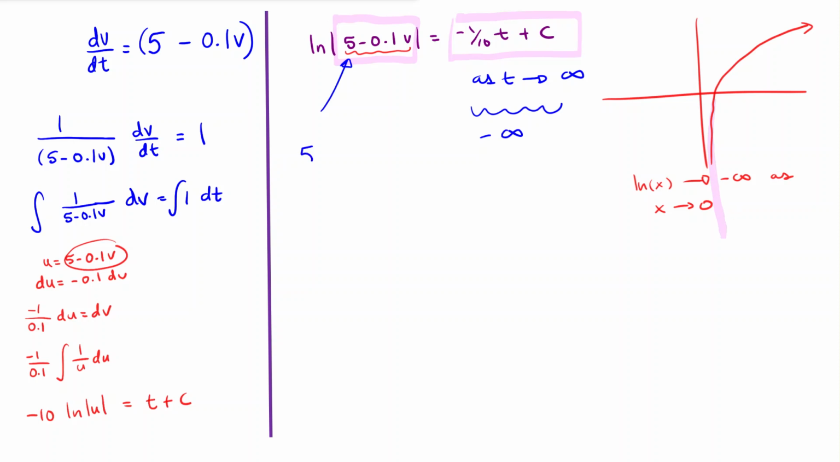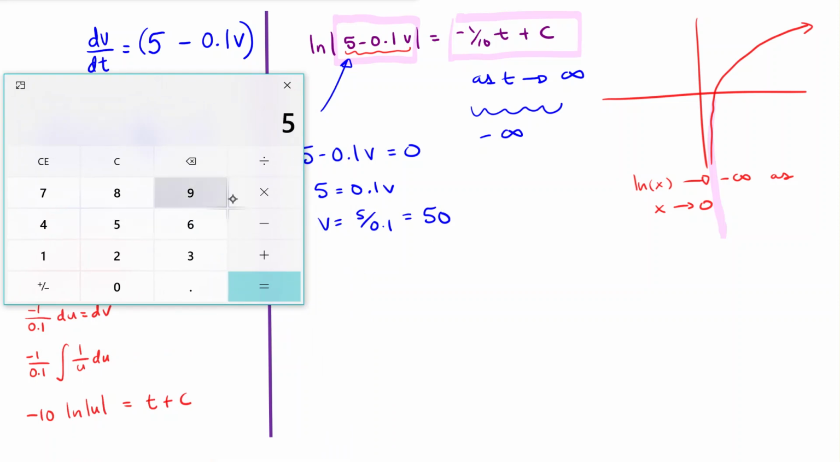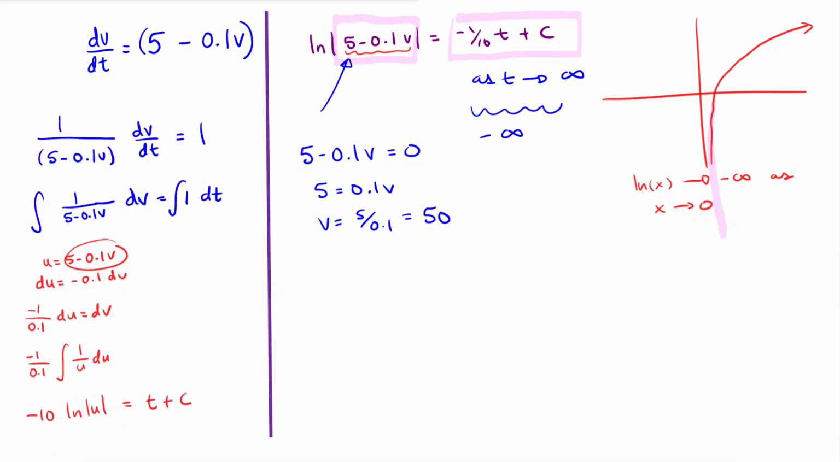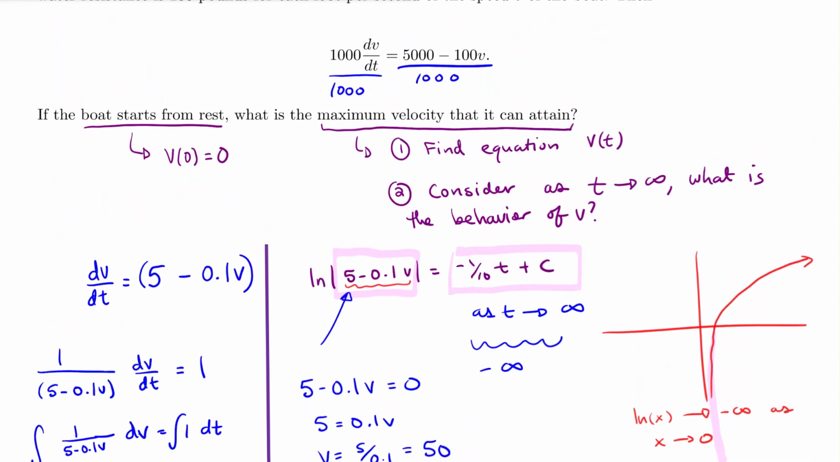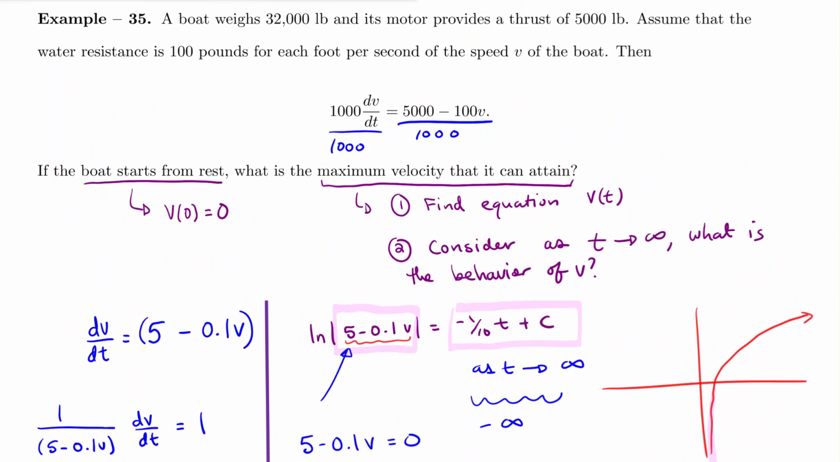So we're asked to figure out when this is getting close to 0 or equaling 0, approaching 0 as a limit. So we can solve this, add the 0.1v over to both sides, divide by 0.1, and we should get 50. So that means our maximum velocity, no matter how much time passes, will be 50, and then let's look back at the units described. Feet per second.